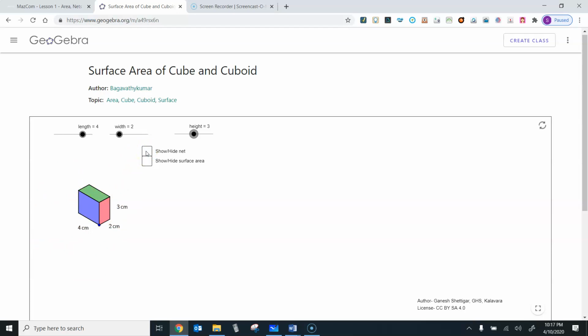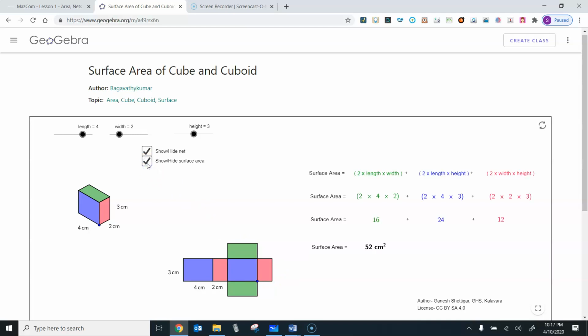So I can then show the net, and you can see it's color coordinated, so that's quite nice, and it shows the measurements. So if I was to open this up, that's what it would look like. So you can see these 2 are replicated, the purple's the same, the pink's the same, and the green's the same. You can then also click hide show surface area, and it gives you the calculation, which is what we just did.